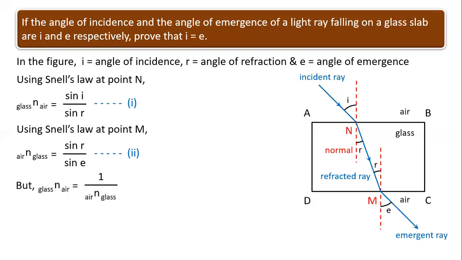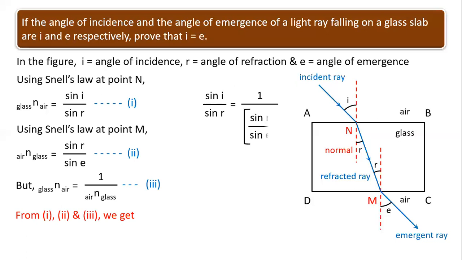Now we all know by the formula, n glass air is equal to 1 upon n air glass. Both are reciprocals of each other, and let me call this equation number 3. Now if you see properly from equations 1, 2 and 3, we get sin I upon sin R is equal to 1 upon (sin R upon sin E). That means n glass air and n air glass are reciprocals of each other. So their values are also reciprocals of each other. So sin I upon sin R is equal to 1 upon (sin R upon sin E).